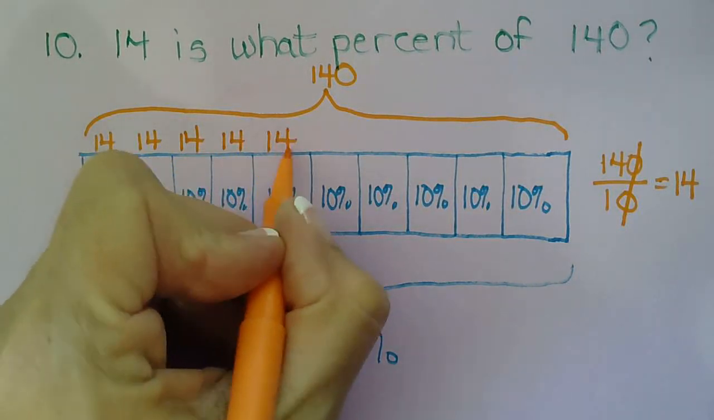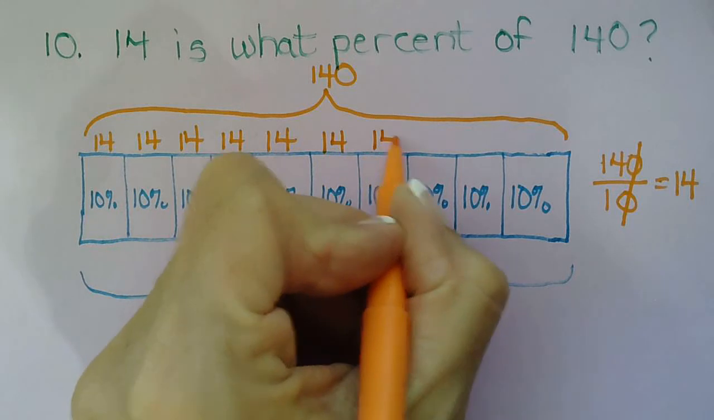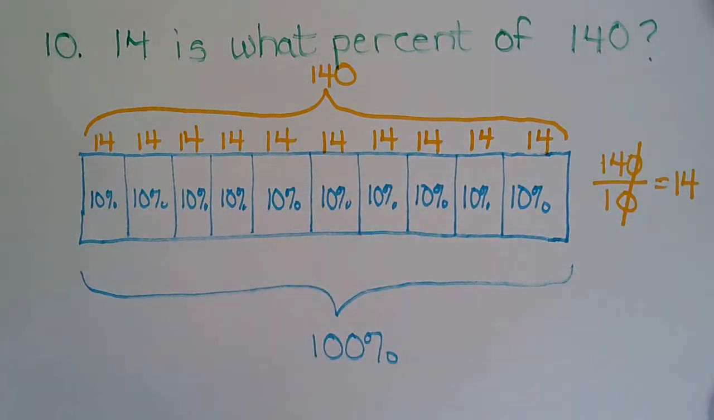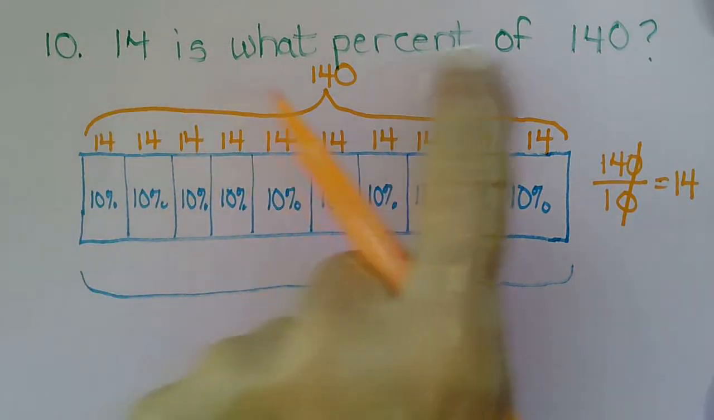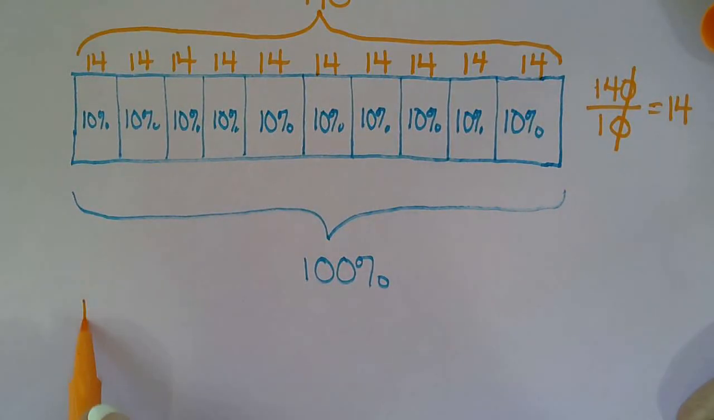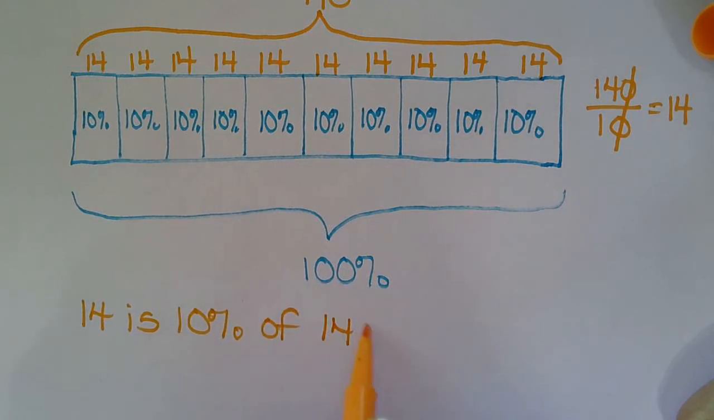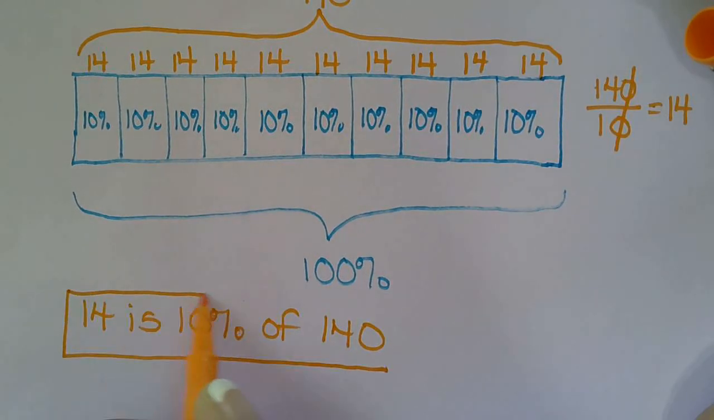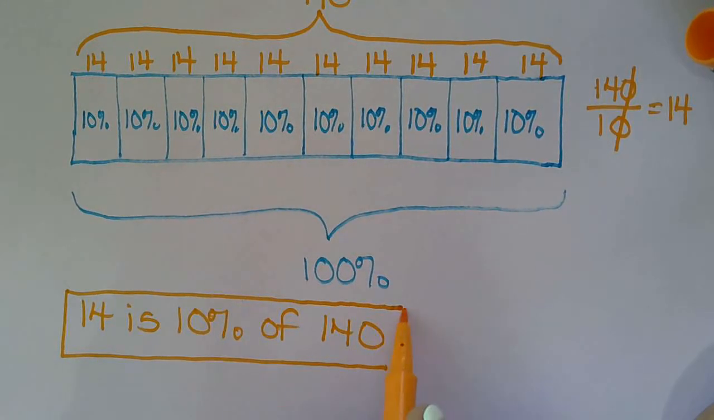And if there's 10 boxes, does everybody agree 14 times 10 is 140? So now we should be able to answer the question. 14 is what percent of 140? Oh, 14 is 10% of 140. So that's how you would do it using the percent bars instead of using algebra.